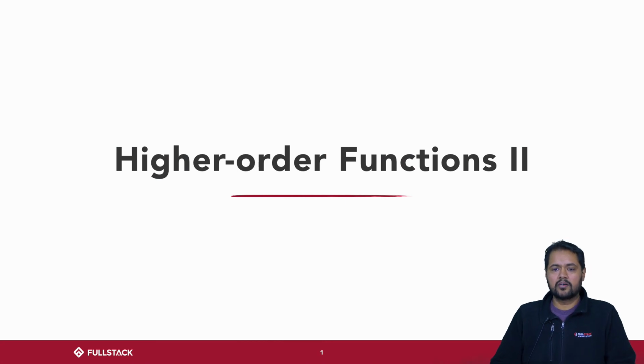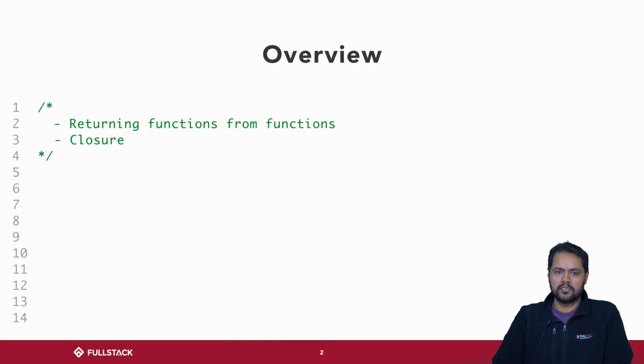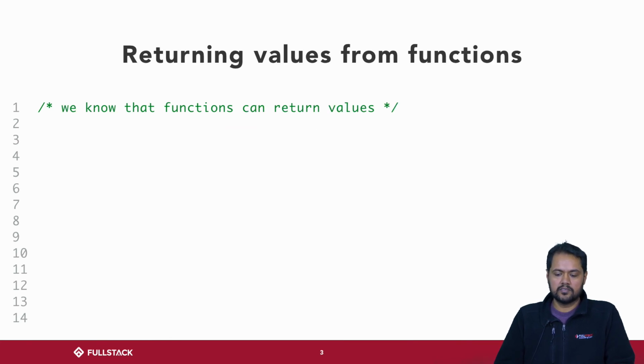So we're going to primarily talk about two things only in this part of this course. We're going to talk about returning functions from functions, and then a concept called closure, which is an interesting feature that JavaScript gives us in order to use functional programming. So first, let's talk about returning values from functions.